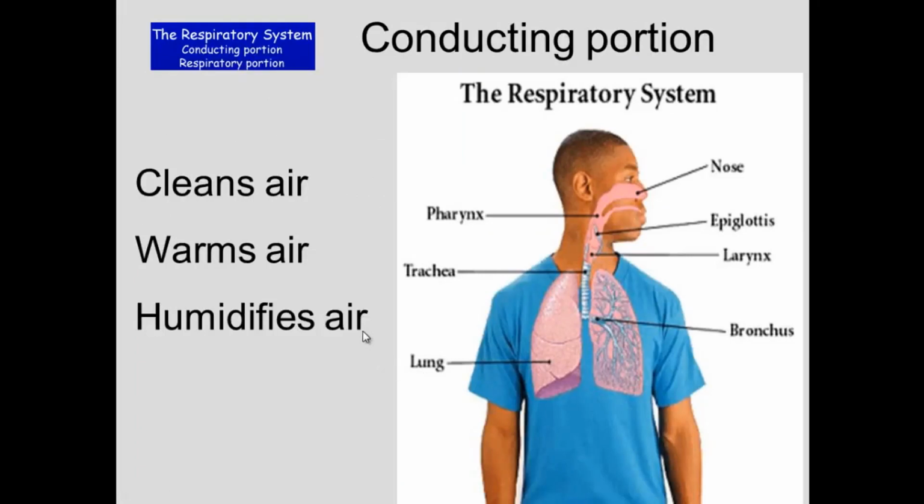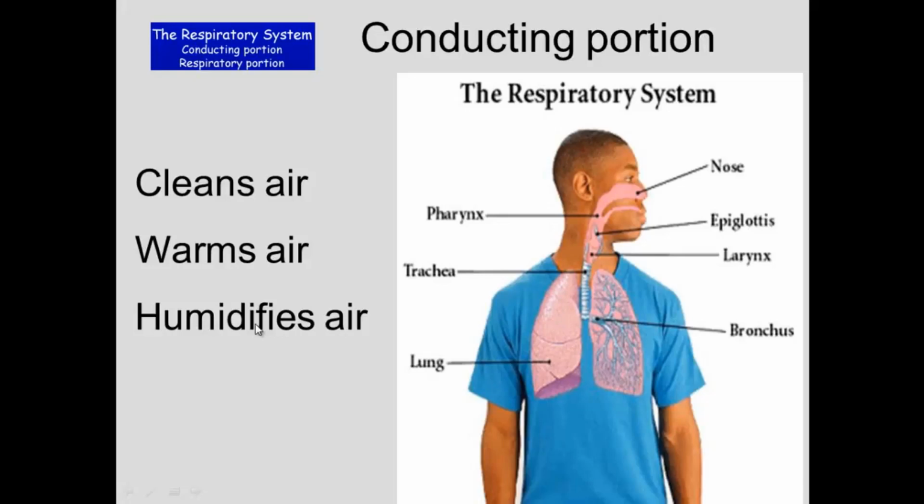Now, in the conducting portion of the respiratory system, it does three important things. It cleans the air. You have hairs in your nose. It also has turbinates in through there that collect the dust in the air. It warms the air, and it humidifies the air. If you've ever been jogging on a real cold day, you can feel the coolness in your lung, and it kind of burns because the lungs do not like cold air. And what's happening is the conducting portion can't warm that cold air fast enough for it to get to your lung, and that's the feeling that you're seeing.